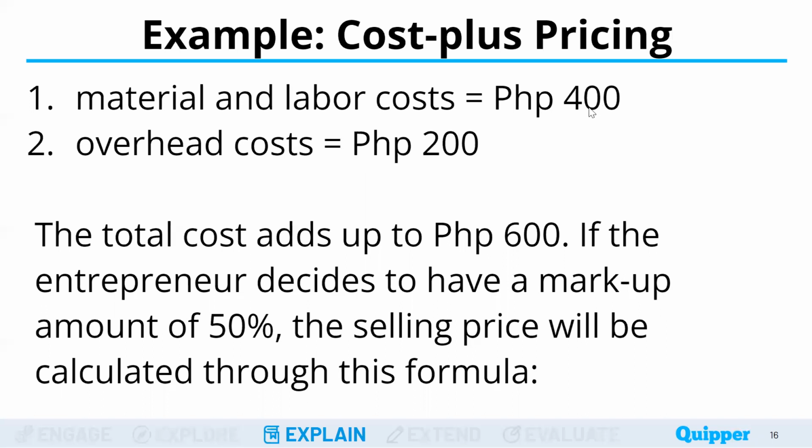Okay, so meron tayong 400 for material cost and 200 for overhead cost. So the total cost will be 600. Okay, so kung gusto natin i-mark up ng 50% yung cost natin and yun yung magiging selling price natin, magkano kaya siya? Gusto natin 50% yung kikitain natin. Magkano kaya siya? Magaling ba tayo sa math? Can we compute? 600 yung cost natin and then 50% daw yung markup price natin. Anyone can guess?